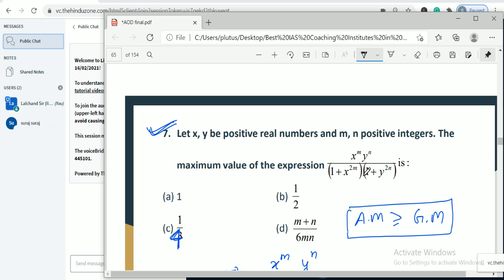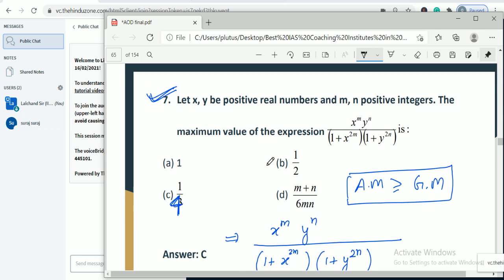Are you getting this concept? AM and GM, this is a very common concept. This is used several times in AP, GP, maxima, minima, and sometimes trigonometry. Okay, fine.